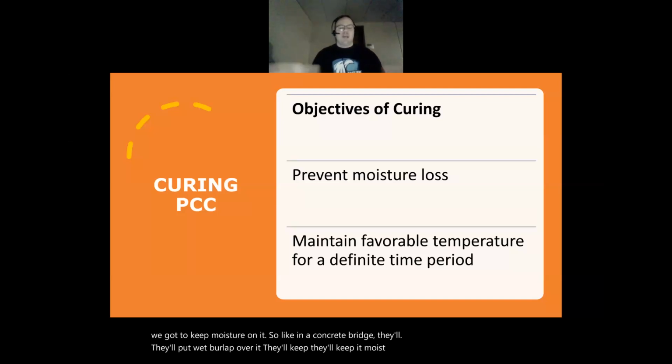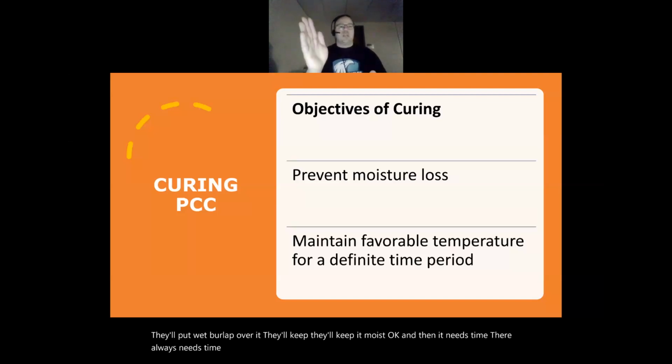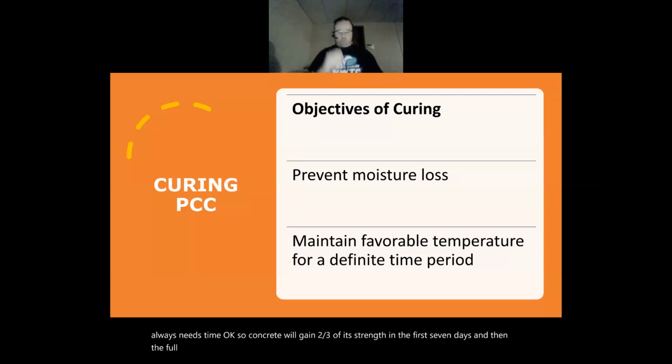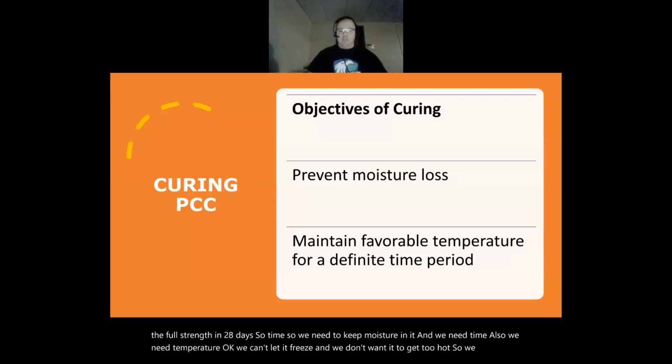And then it needs time. Concrete will gain two-thirds of its strength in the first 7 days, and then full strength in 28 days. So we need to keep moisture in it, and we need time. Also, we need temperature. We can't let it freeze, and we don't want it to get too hot. We want to keep it at a medium temperature. Those are the objectives of curing to get quality concrete.